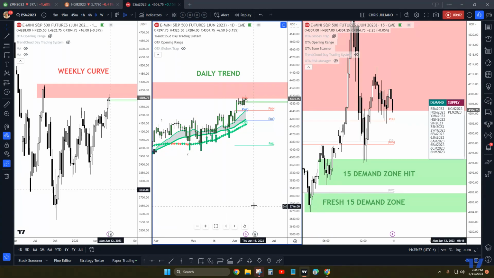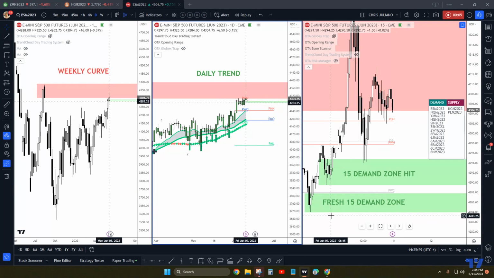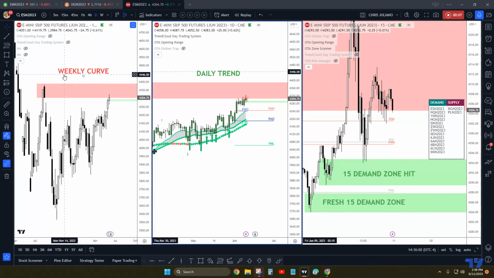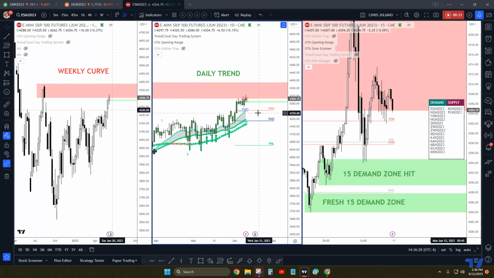Hey guys, just wanted to go over the chart here, getting ready for Monday. We're looking at a weekly supply zone. This is the market edge. We call that the curve. So we've got the weekly curve or market edge marked off on the weekly chart where we actually came into that. The daily trend on the S&P is up, as you can see by the trend cloud day trading system. We're also trading above the previous week's open and the previous month's open.